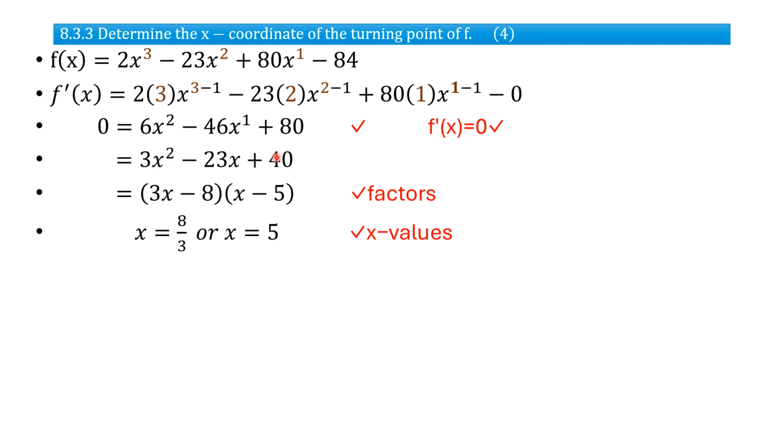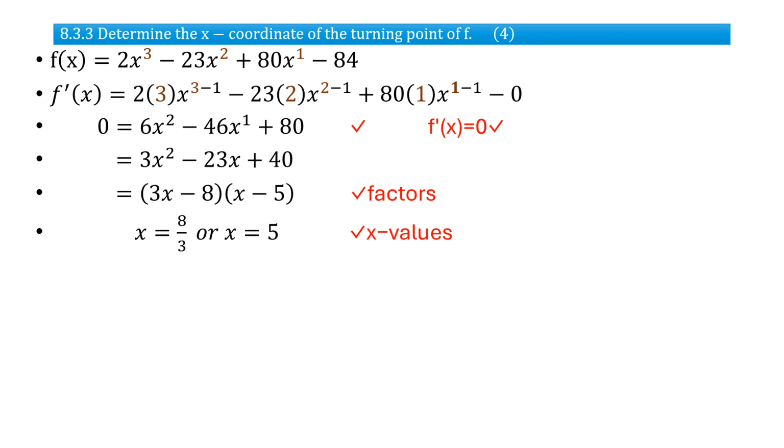Factors of 40: I chose negative 8 times negative 5, which gives me positive 40. But negative 5 times 3x gives me negative 15x, and minus 8x then gives me minus 23x. So x equals, if we simplify, negative 8 goes over and becomes positive 8. We always divide by whatever's in front of x, so that becomes 8 over 3. And if I take negative 5 across, x equals 5. So 1 mark for factors and 1 mark for the x values.